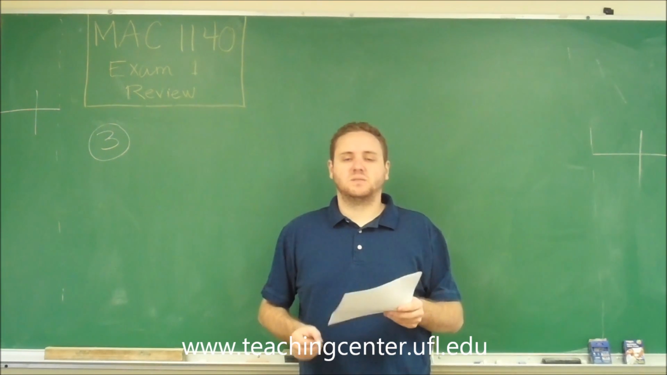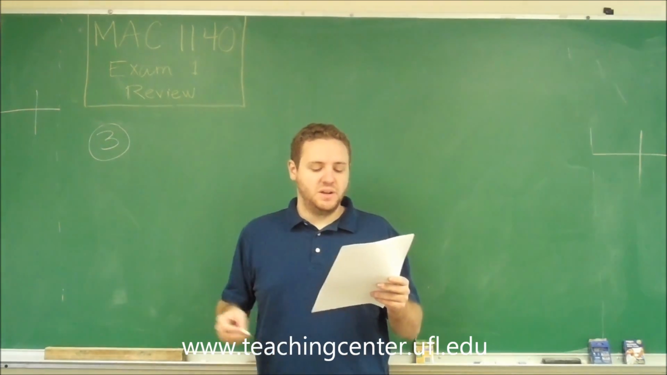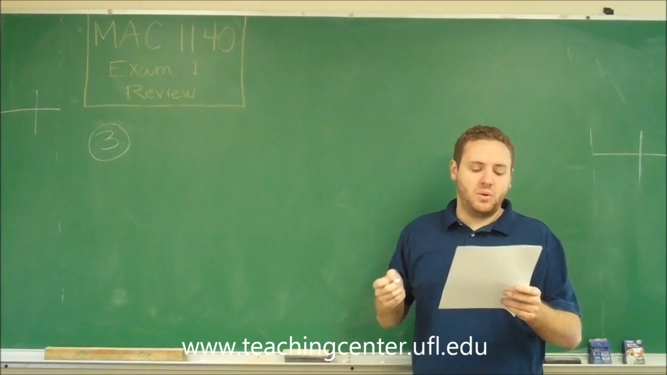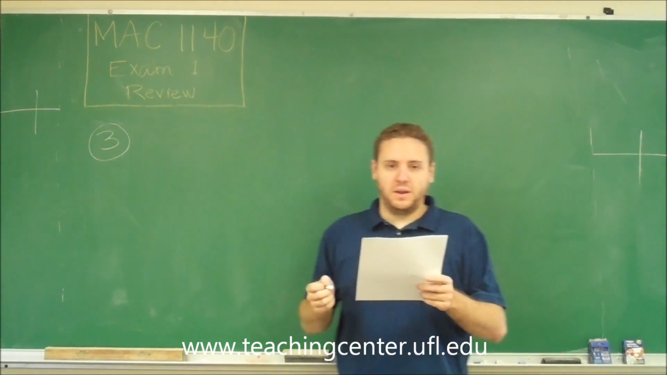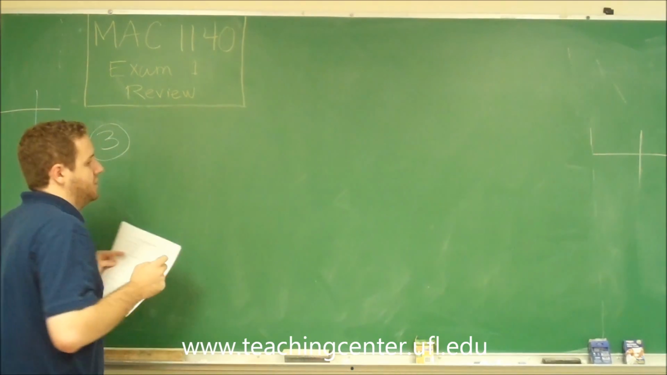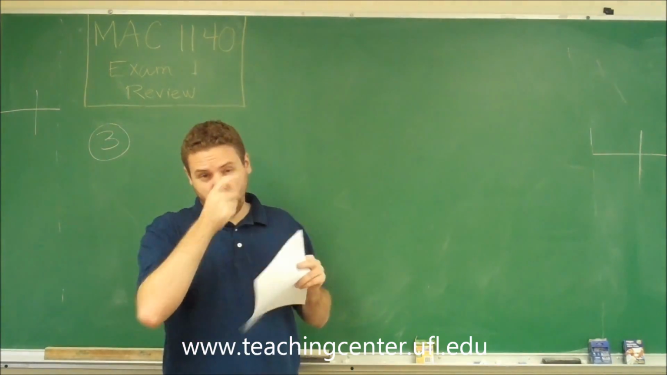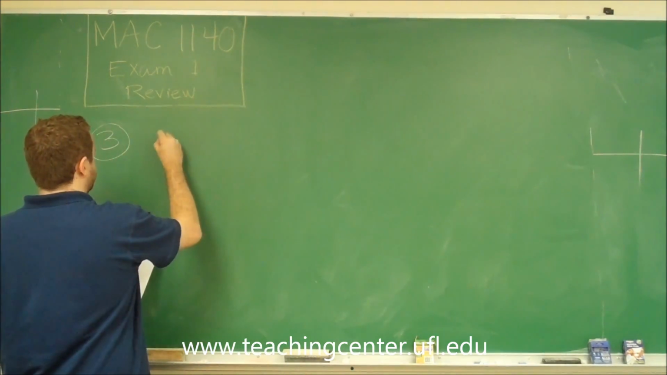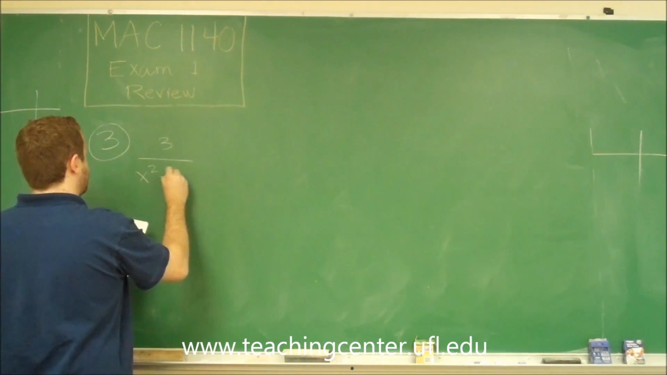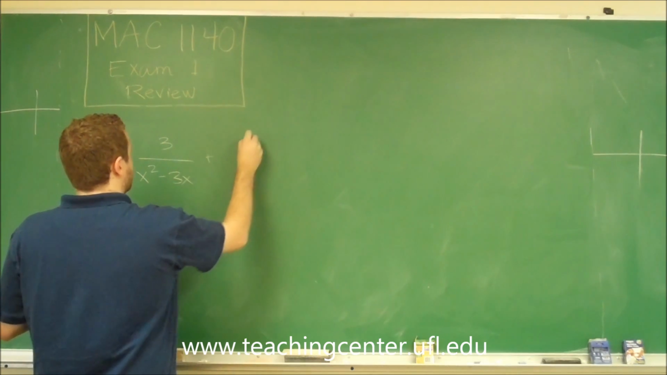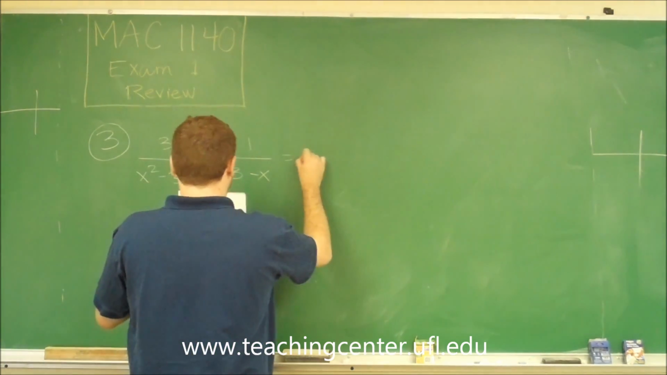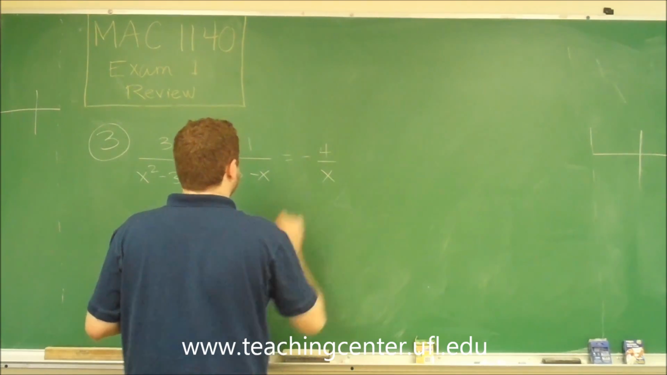For number 3, we're asked what is the domain of the following equation, and to simplify and find the solution set. So we're going to approach these like we did the last few in number 2. And we want to get our denominators in order so we can see what we can't have in this problem. So we have 3 over x squared minus 3x plus 1 over 3 minus x equals negative 4 over x.